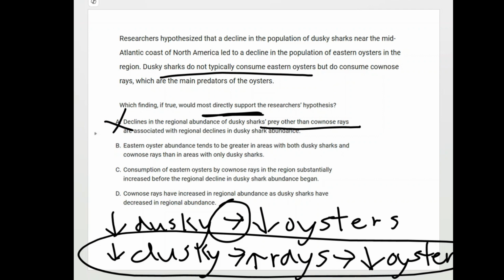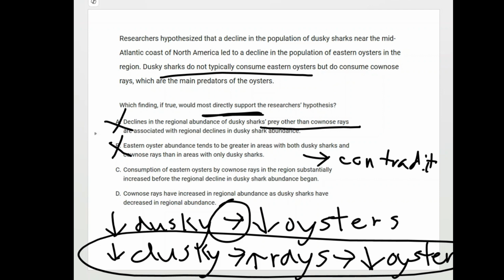B: Eastern oyster abundance tends to be greater in areas with both dusky sharks and cow-nose rays than in areas with only dusky sharks. Well, that doesn't make sense, because if there's only dusky sharks, then there's no cow-nose rays, which are the predators of oysters. You would think that would mean the opposite, because there would be a greater number of oysters with no cow-nose rays, because then they're not being eaten by the rays. So that can't be it either. In fact, it more contradicts the claim than anything else.